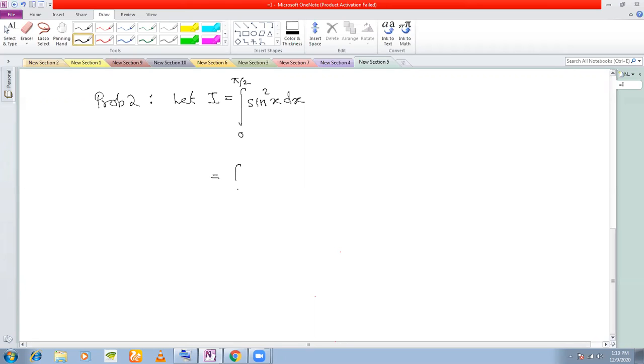But instead, if you use definite integrals, we are going to use the property here. That is, we are going to use the same property: integral 0 to pi by 2 of sine square x can now be written as sine square (pi by 2 minus x) dx. Can we write it this way?